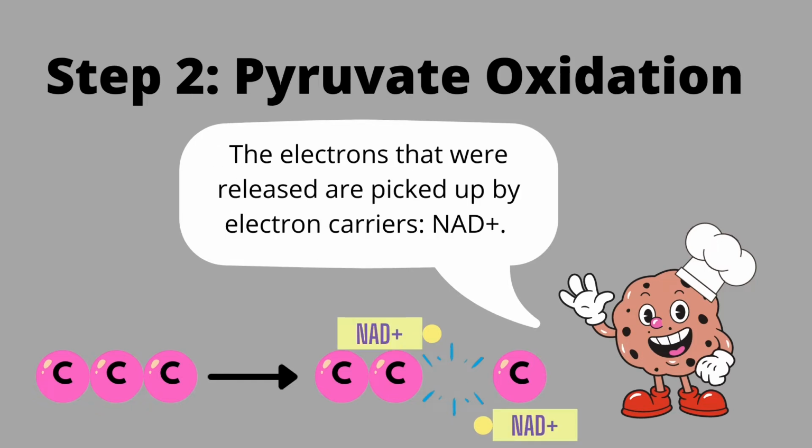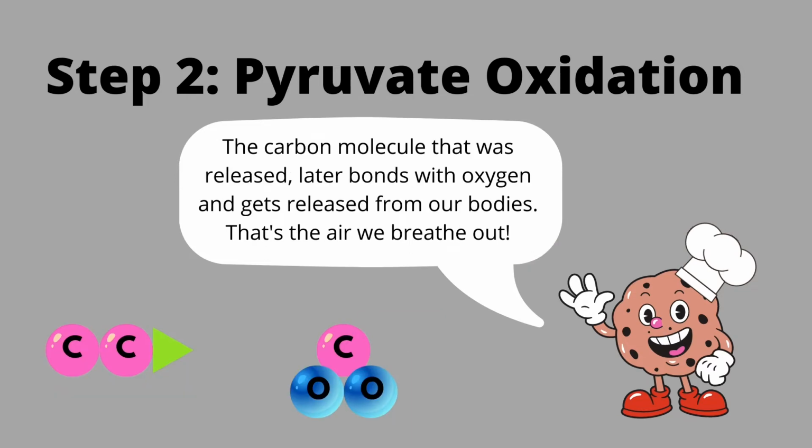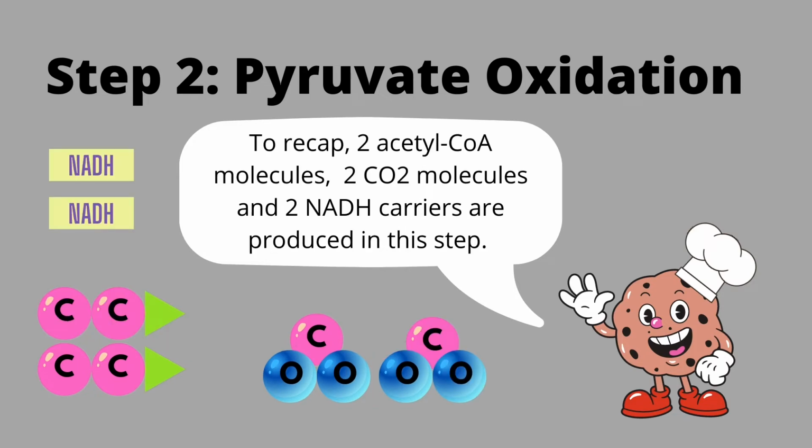When the bonds break, electrons are released. The electrons get picked up by electron carriers, NAD+. With the addition of the electrons, the carrier becomes NADH. The carbon molecule that was released later bonds with oxygen and gets released from our bodies. That's the air we breathe out. To recap, 2 acetyl-CoA molecules are created, 2 carbon dioxide molecules are created, and 2 NADH carriers are produced in this step.